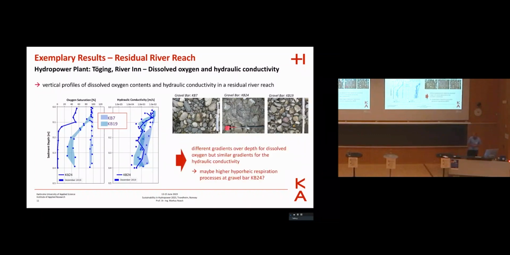And maybe one reason can be that we have higher respiration values at the gravel bar KB24. And this also underpins our assumption that regarding riverbed clogging, we cannot work with a single parameter to describe this complex process. And that was more or less also one reason why we developed this multi-parametric approach towards an assessment of clogging.